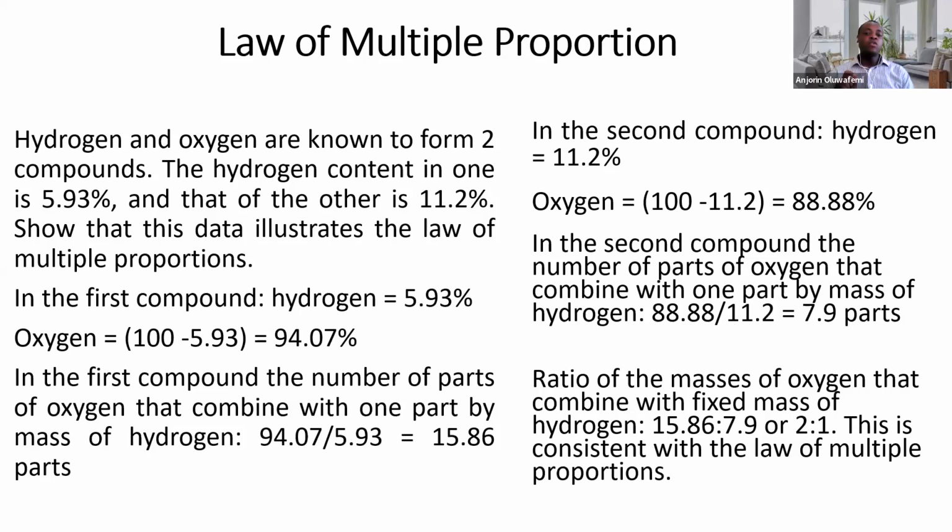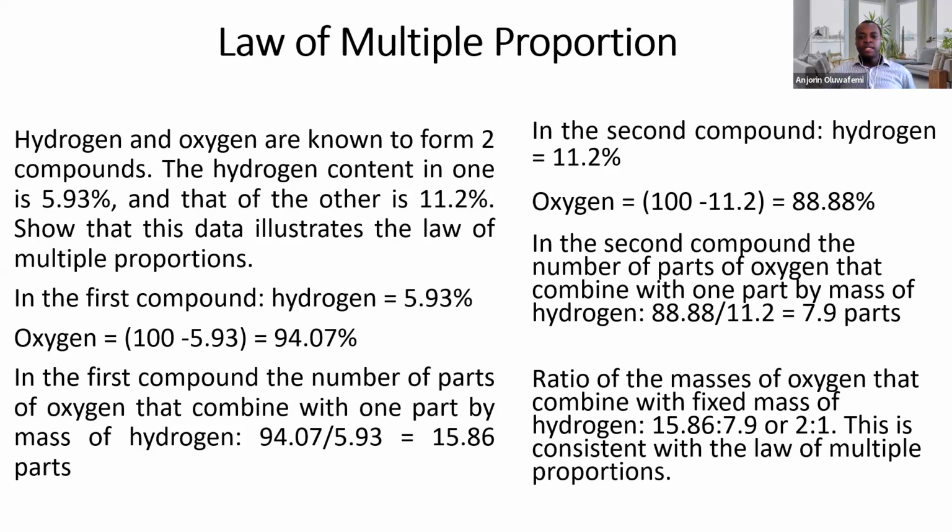So in the second compound, the number of parts of oxygen that combine with one part by mass of hydrogen is 88.88 divided by 11.2. And that gives us what? 7.9 parts. If you punch the calculator, you arrive at 7.9 parts.